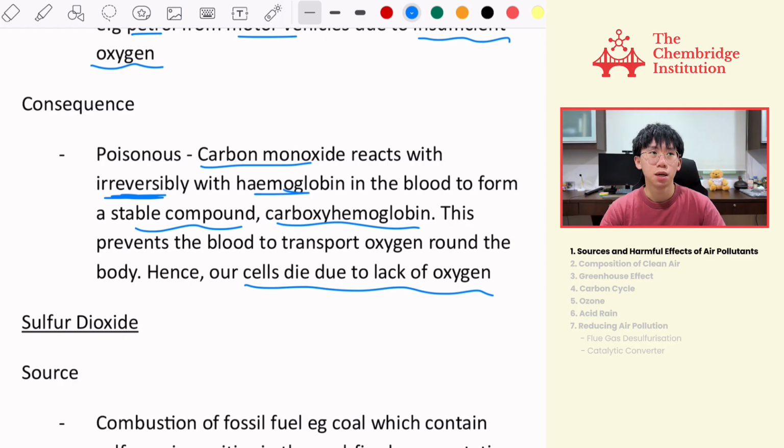So it's very common to see people suffer from carbon monoxide poisoning, and then they just die in the end.